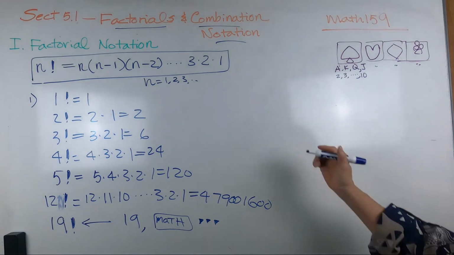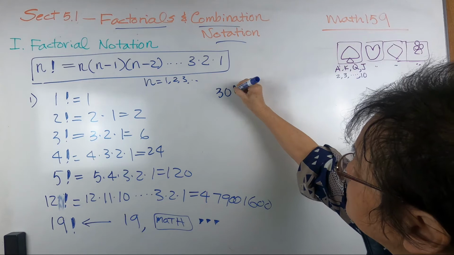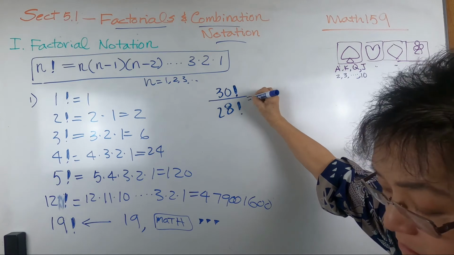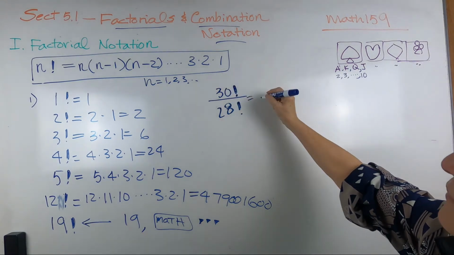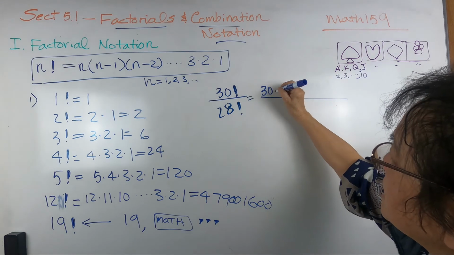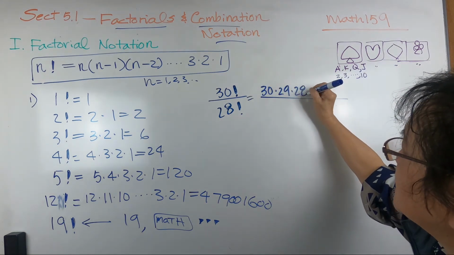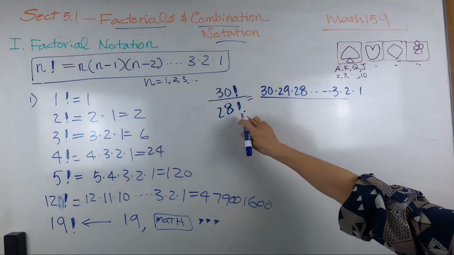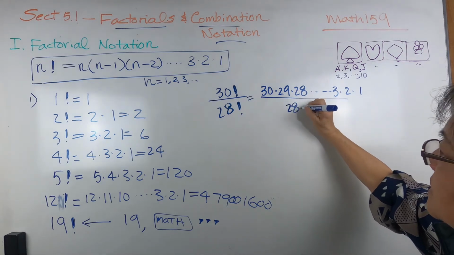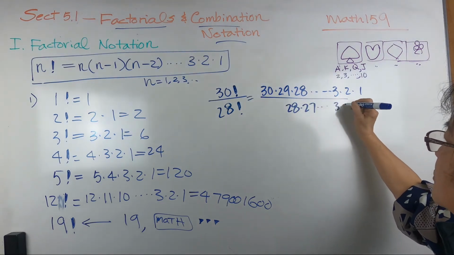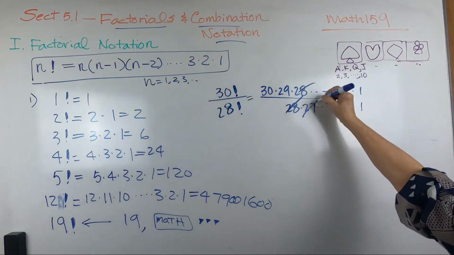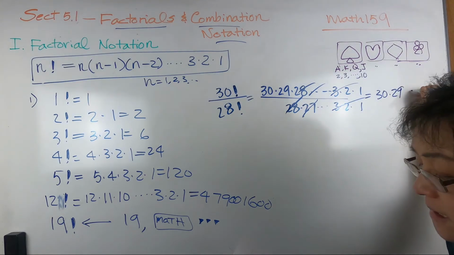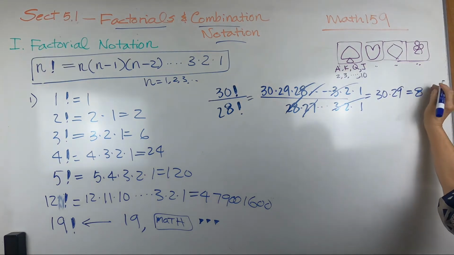Then if you have 30 factorial divided by 28 factorial, from the definition, what would you do? 30 times 29 times 28 all the way to 3, 2, 1. Then 28 factorial will be 28 times 27 all the way to 3, 2, 1. Then for fractions, you can just cancel out. It ends up 30 times 29. Then you should have 870.